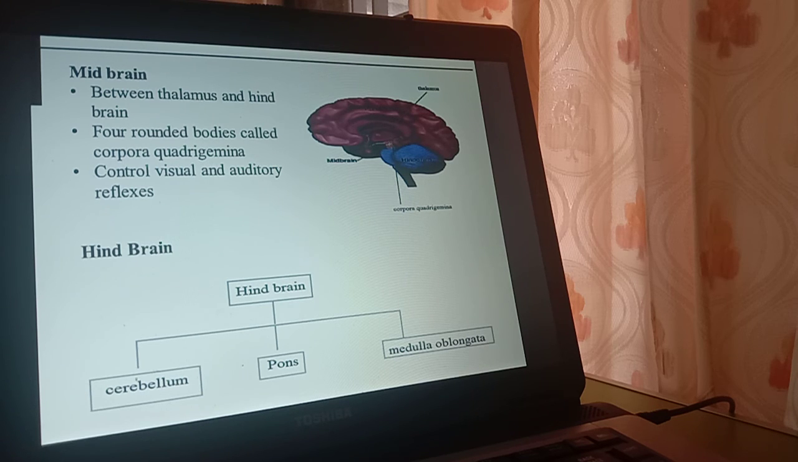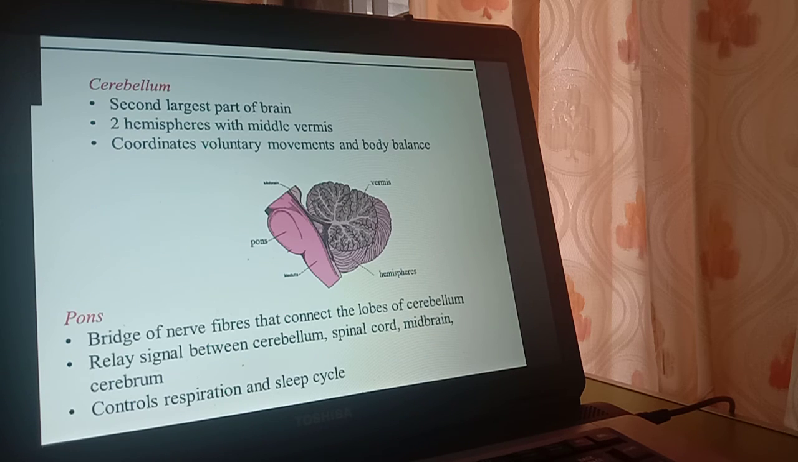Coming to the hindbrain, it can be divided into the cerebellum, the pons, and the medulla oblongata. The cerebellum is the second largest part of the brain after the cerebrum. It has 2 hemispheres with a middle vermis. The diagram is over here with the vermis, and this mainly coordinates the voluntary movements of the body and also body balance.